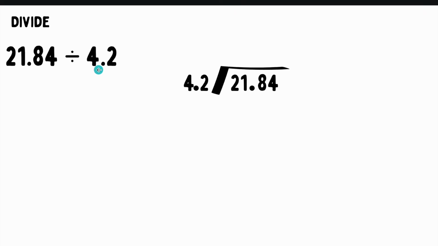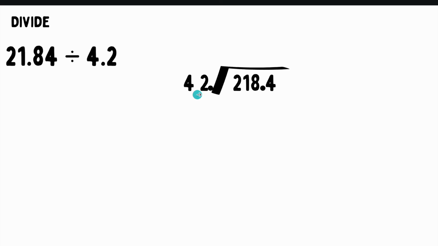21.84 divided by 4.2. Let's write it out this way. We have to start by turning the divisor into a whole number. We can do that by moving the decimal point over one time to the right. Since we moved it over one time to the right in the divisor, we have to do the same to the dividend.